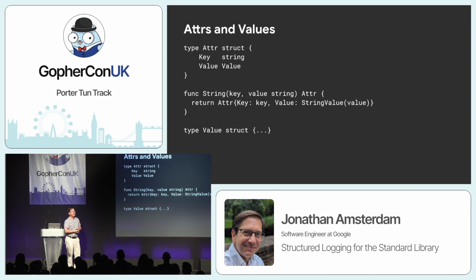So an Attr is just a key and a value, and the key is a string, but the value is not an empty interface or an any, as you might expect. It's some special type called slog.Value. And what that exactly is, is a mystery that I will be explaining shortly.